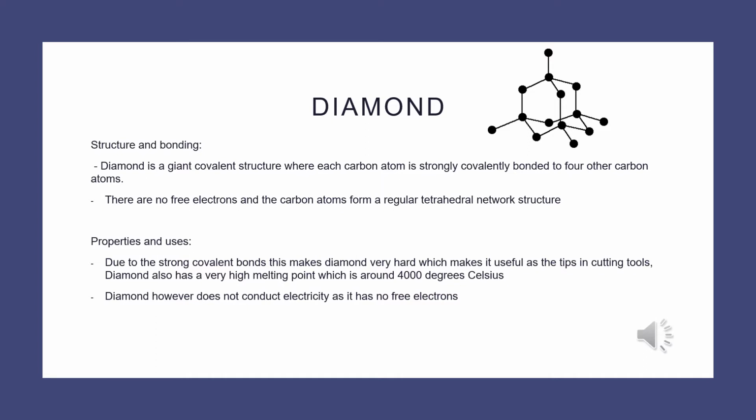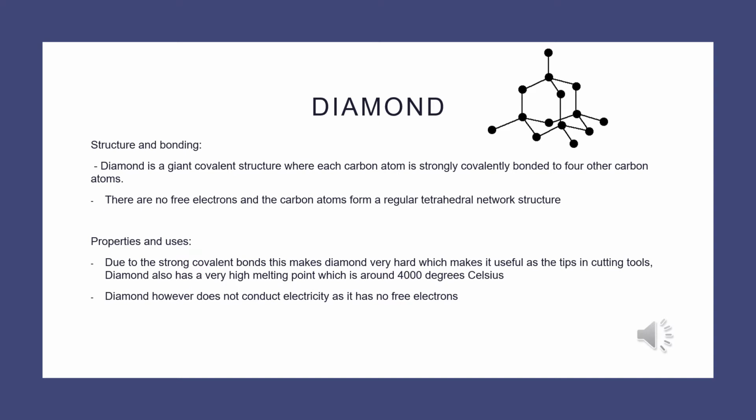Here we'll be looking at the structure and bonding and the properties and uses of diamond. So diamond is a giant covalent structure where each carbon atom is strongly covalently bonded to four other carbon atoms. There are no free electrons and the carbon atoms form a regular tetrahedral network structure.